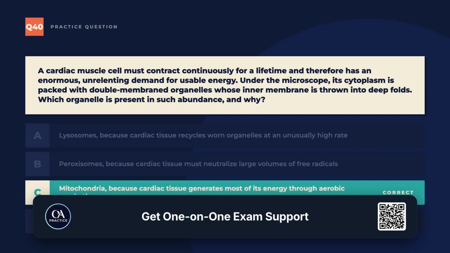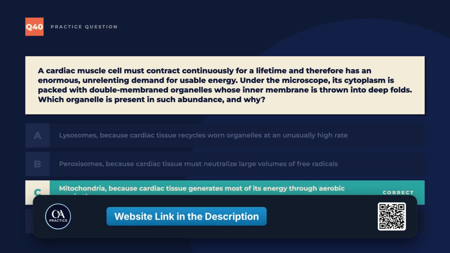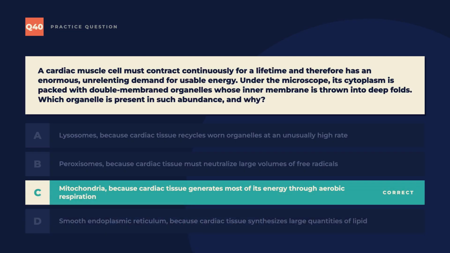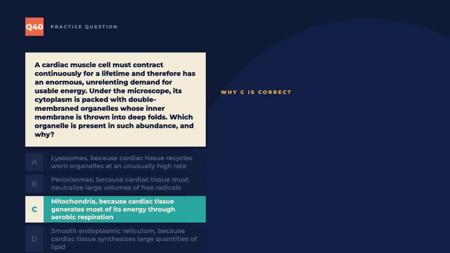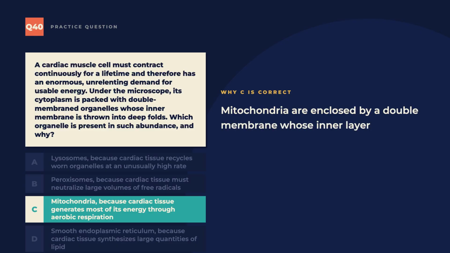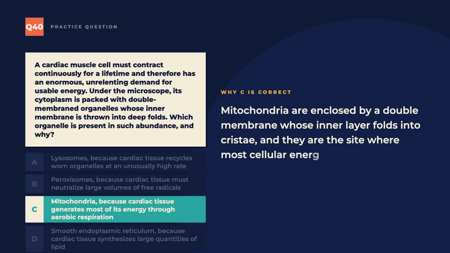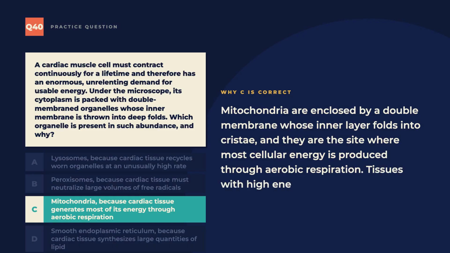The correct answer is C. Mitochondria, because cardiac tissue generates most of its energy through aerobic respiration. C is correct because mitochondria are enclosed by a double membrane whose inner layer folds into cristae, and they are the site where most cellular energy is produced through aerobic respiration. Tissues with high energy demand, including cardiac muscle, liver, and kidney, carry the largest numbers of them.